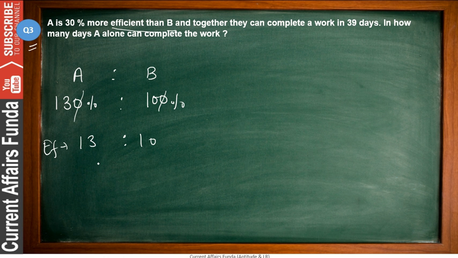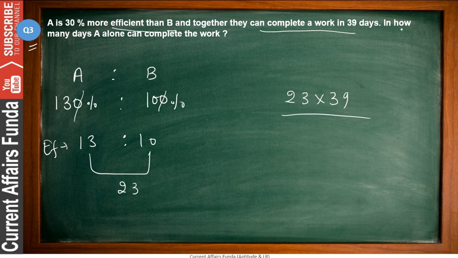Okay, so what will be the combined efficiency of A and B? It will be 23. Okay, and they can complete the work in 39 days. That means 23 into 39 will be the total work. And in how many days? A alone. We are talking about A alone. That means divide by the efficiency of A, that is 13. So divide by 13, 13 goes 3 times. 23 into 3, it will be 69 days.